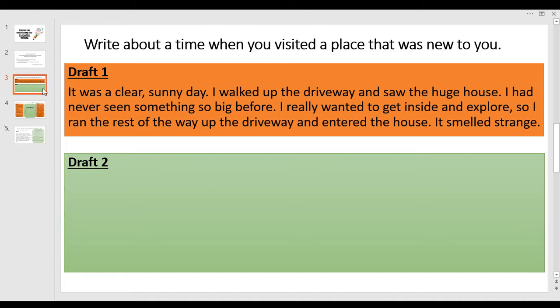It was a clear, sunny day. I walked up the driveway and saw the huge house. I had never seen something so big before. I really wanted to get inside and explore, so I ran the rest of the way up the driveway and entered the house. It smelled strange. So that was draft one.